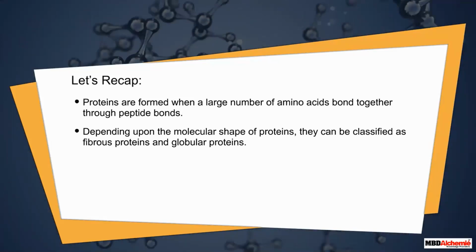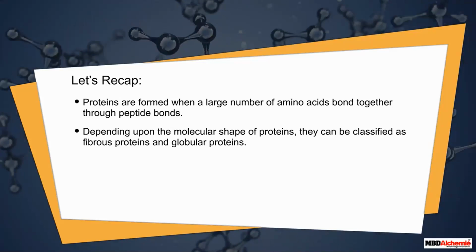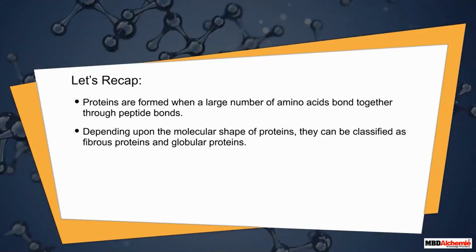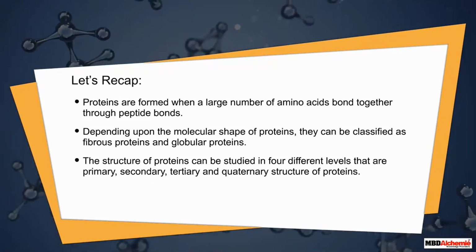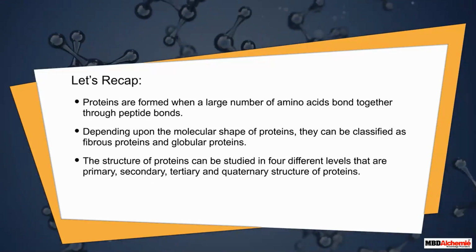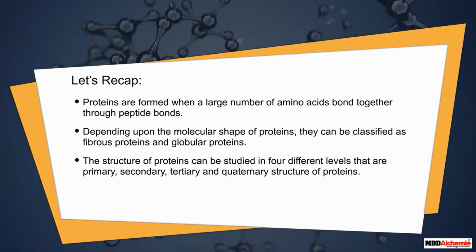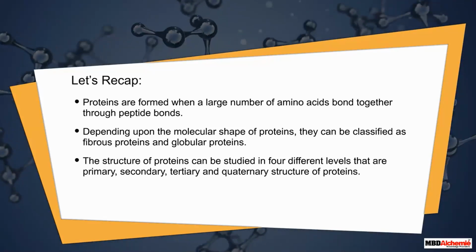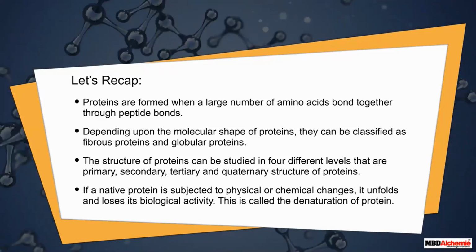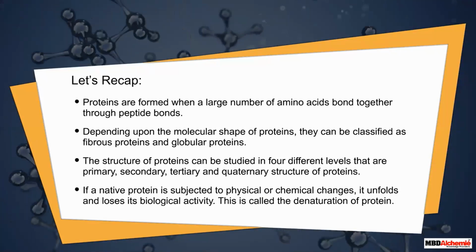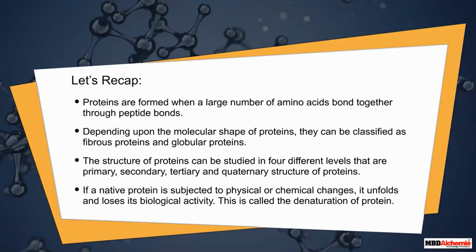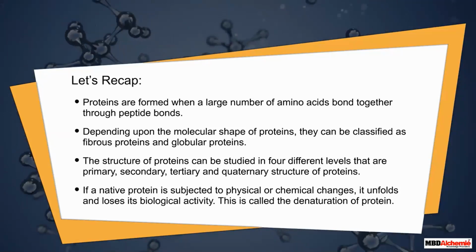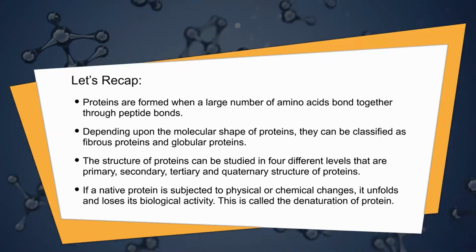Depending upon the molecular shape of proteins, they can be classified as fibrous proteins and globular proteins. The structure of proteins can be studied in 4 different levels, that are primary, secondary, tertiary, and quaternary structure of proteins. If a native protein is subjected to physical or chemical changes, it unfolds and loses its biological activity. This is called the denaturation of protein.